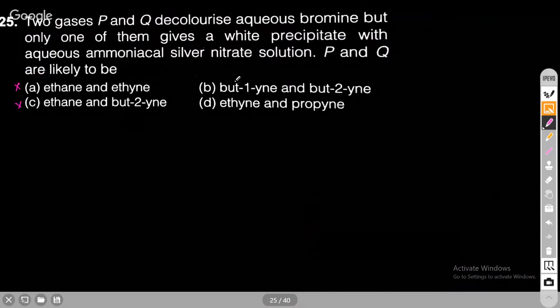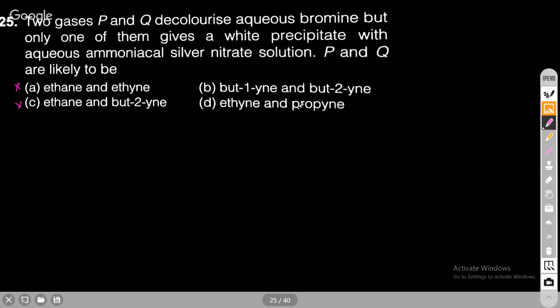Ethyne and propyne, right? Here we have alkyne and alkyne. But 1-yne gives you what? The silver salt of that, which is the white precipitate. Correct. So the terminal alkyne, that is but-1-yne, and the other one is a non-terminal alkyne. So the terminal alkyne gives you the white precipitate, and the other compounds will decolorize the bromine water, right? So in this you see we have ethyne and propyne, correct?